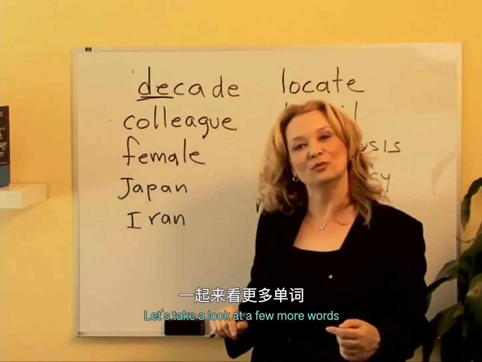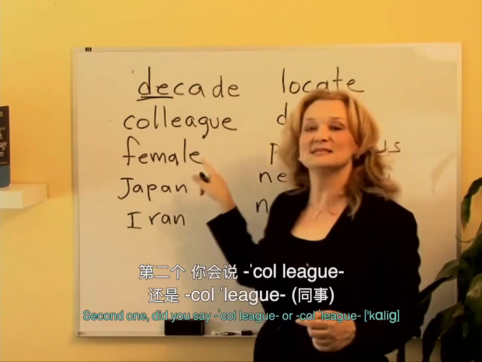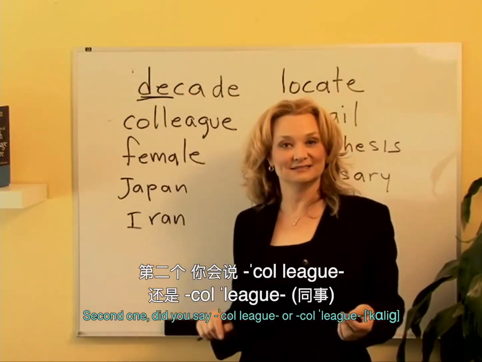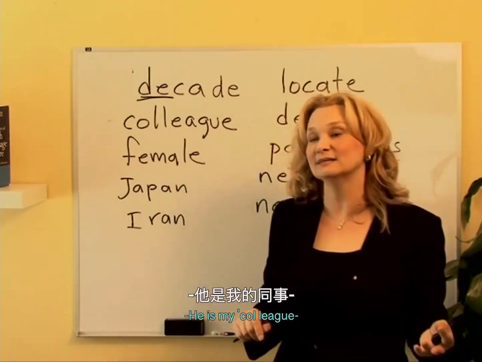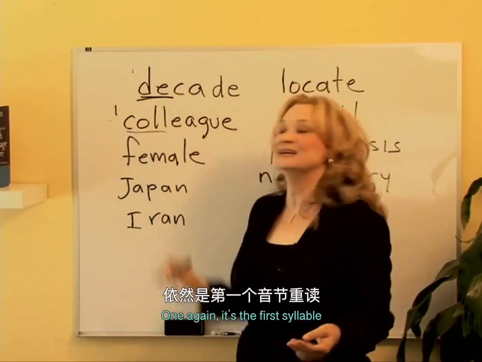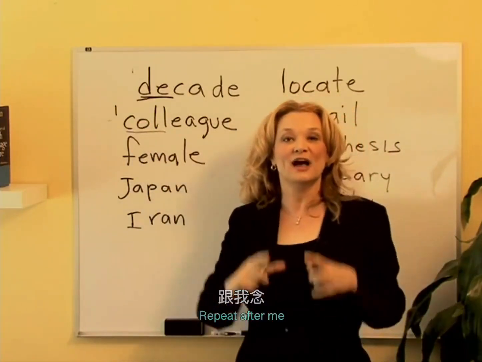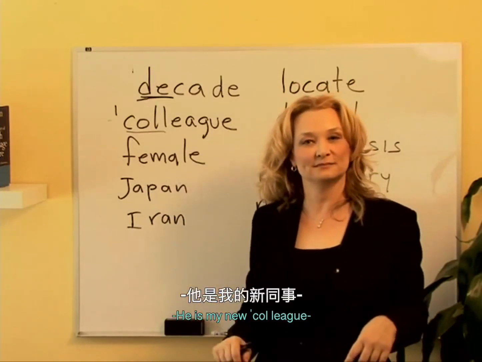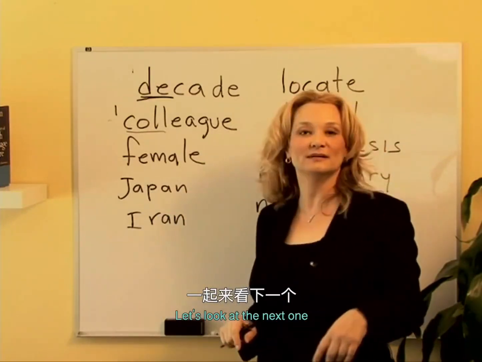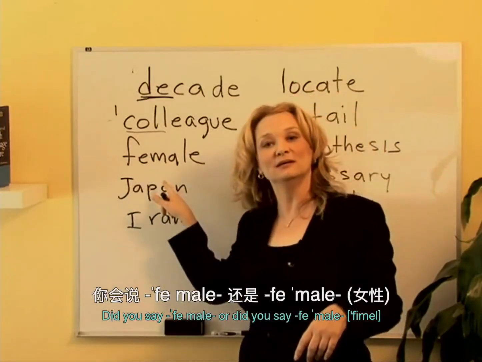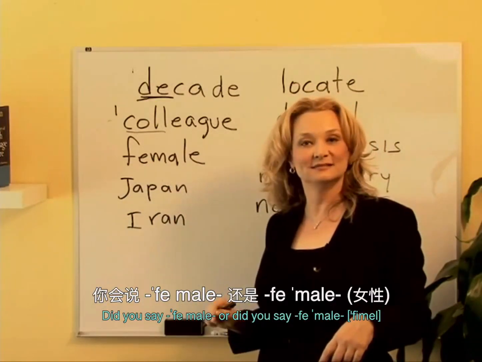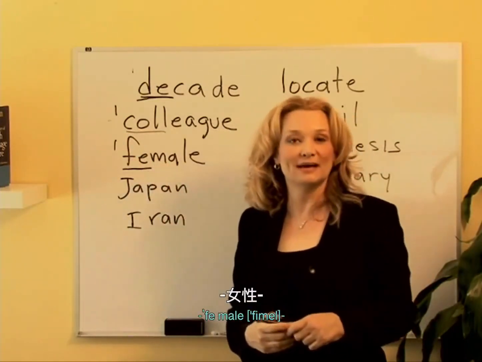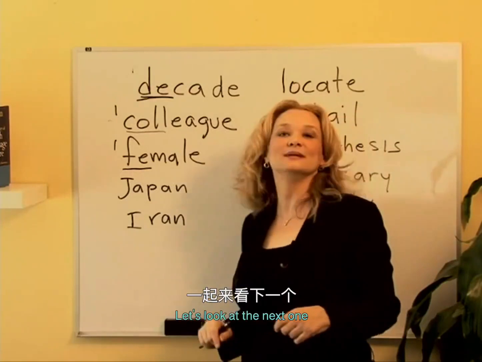Let's take a look at a few more words. The second one, did you say COLleague or colLEAGUE? He's my COLleague. That's right. Once again, it's the first syllable. Repeat after me. COLleague. COLleague. He's my new COLleague. Let's look at the next one. Did you say FEmale or did you say feMALE? Once again, it's the first one. FEmale.